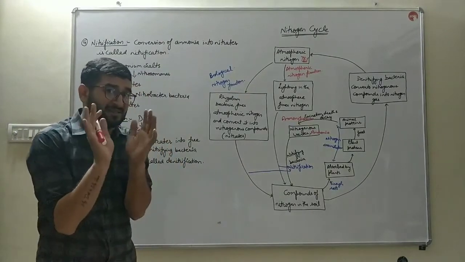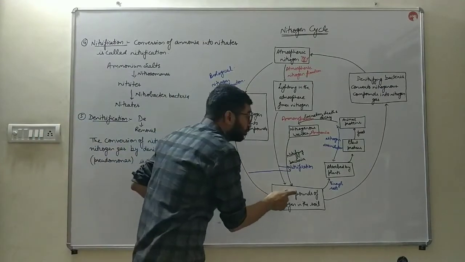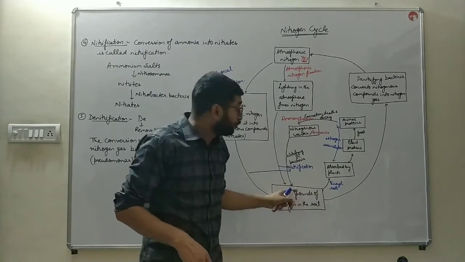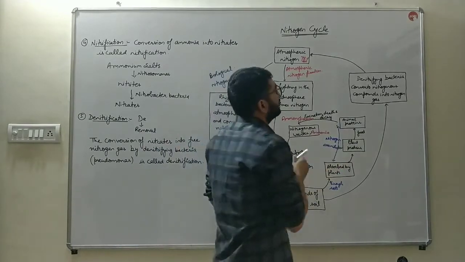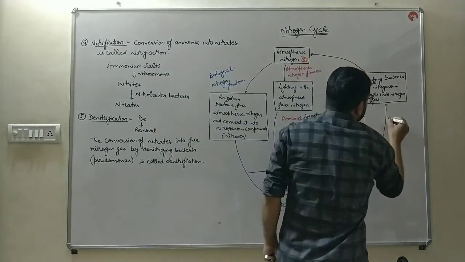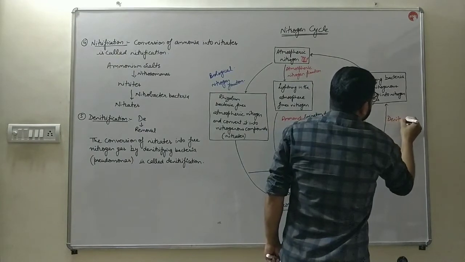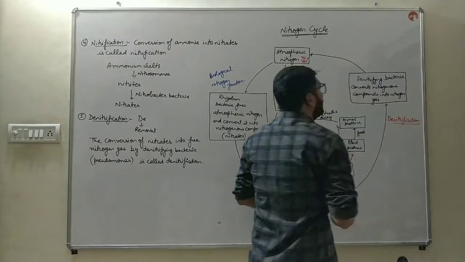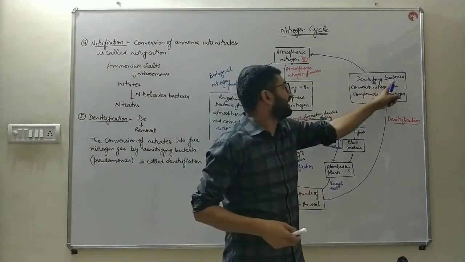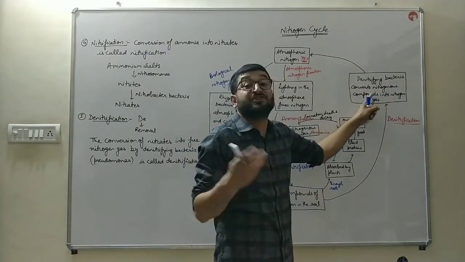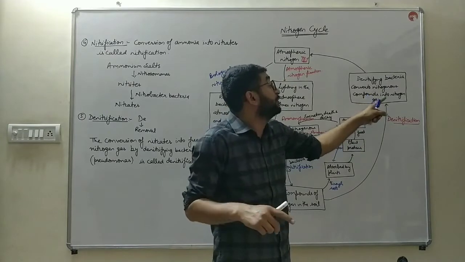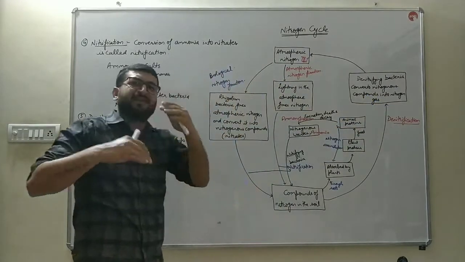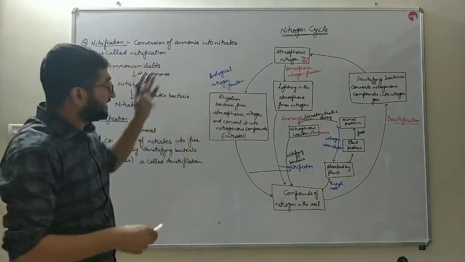But ek cheez yahan pe dhyan dene layak hai ki jo nitrates bane, inmein se kuch use ho gaye hain, phir dobara nitrates ban ja rahe hain, lekin kuch nitrates kismein convert ho jaate hain? Atmospheric nitrogen mein, and that is known as denitrification. So when denitrifying bacteria converts the nitrogenous compounds, which nitrogenous compounds? Nitrates into nitrogen gas. And that's how the cycle is completed. We again revise the five steps in this cycle now.